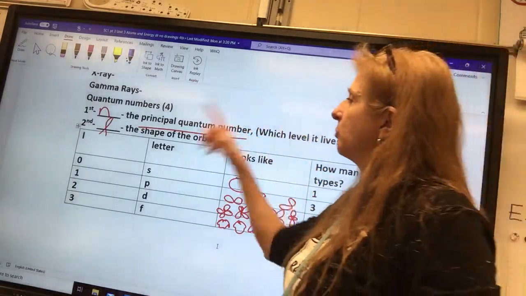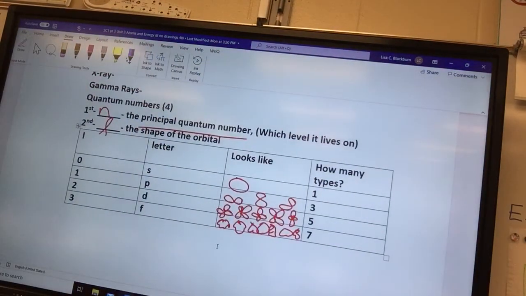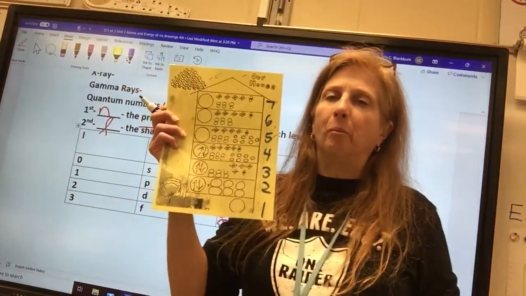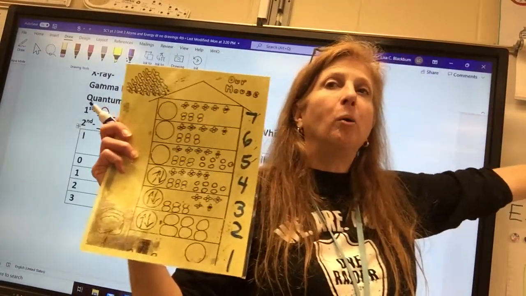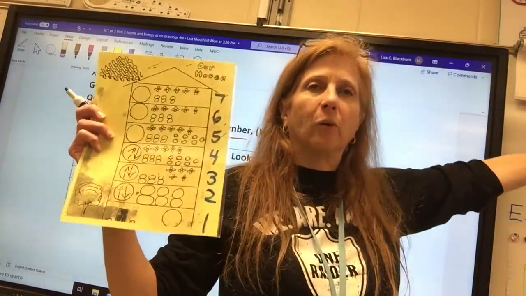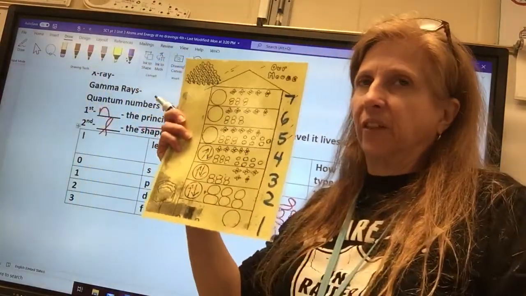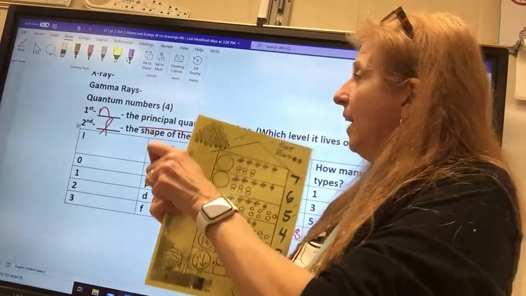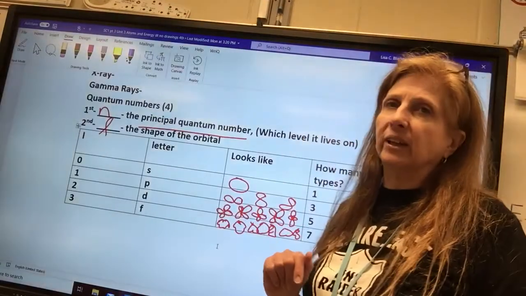So the first number tells what level it's on. The electrons can live on 7 levels, and it's like an apartment building with 7 floors. So here's my little apartment building. See how it's got 7 floors? We know about 2 rings on our Bohr model we did, but there's really 7 of them. 7 rings, 7 levels that the electrons can live on. So that's the first quantum number. It goes 1 through 7, and it tells what level it lives on.